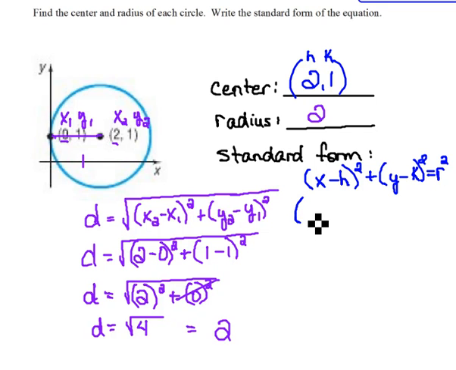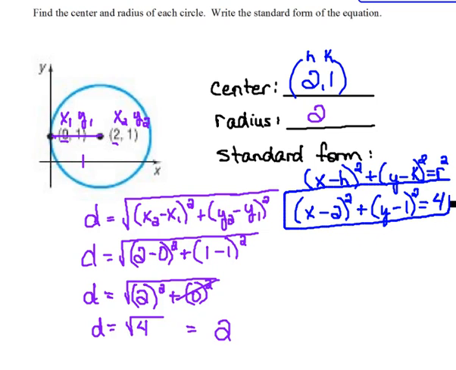So that tells us that we'll have x minus the h value, which is 2, squared plus y minus the k value, which is 1, squared equals r squared. Well, if r is 2, 2 squared is 4. So this would be the standard form of that circle's equation.